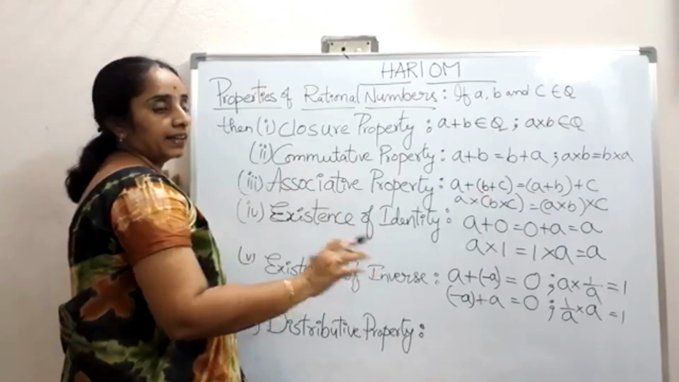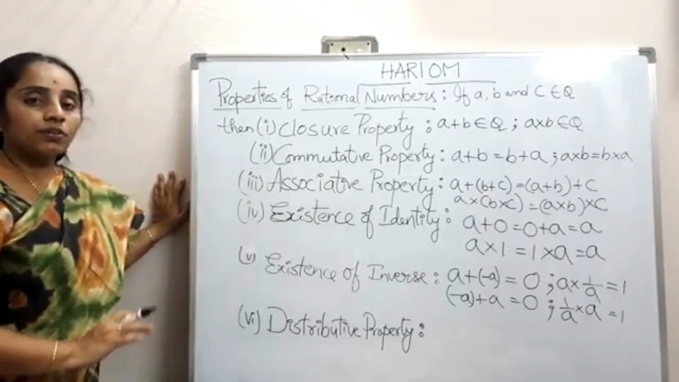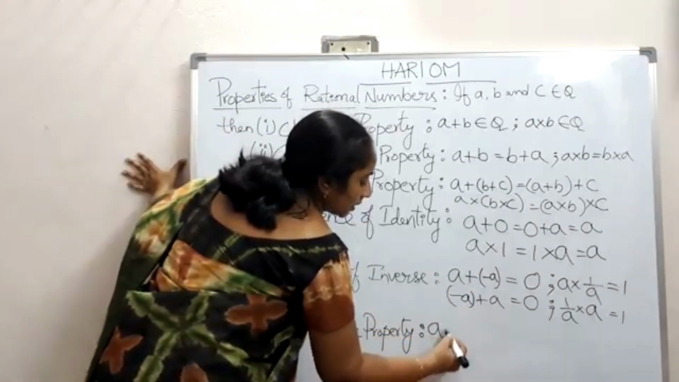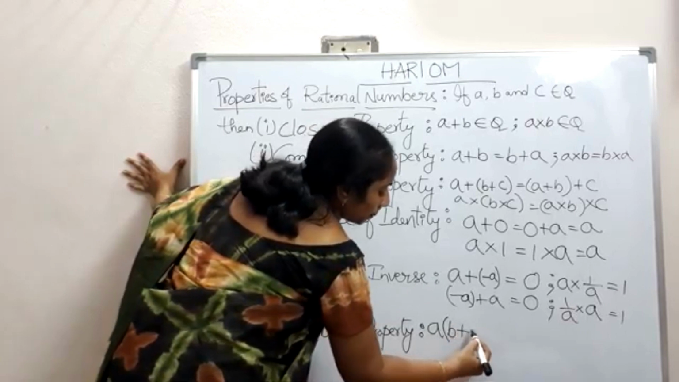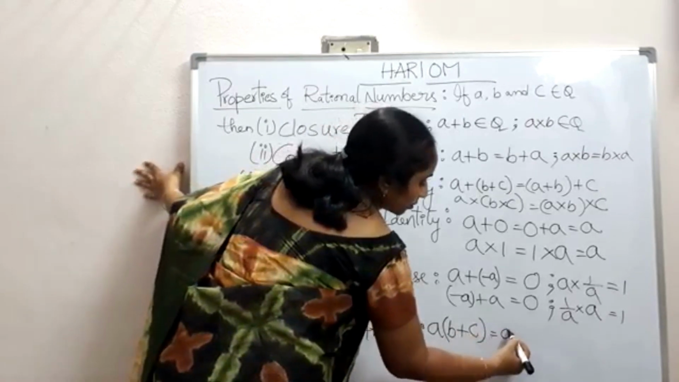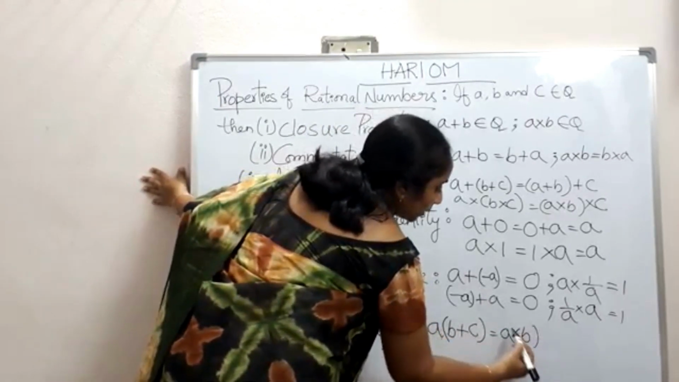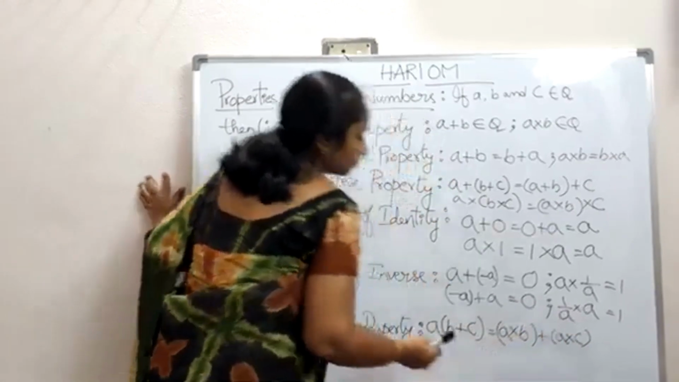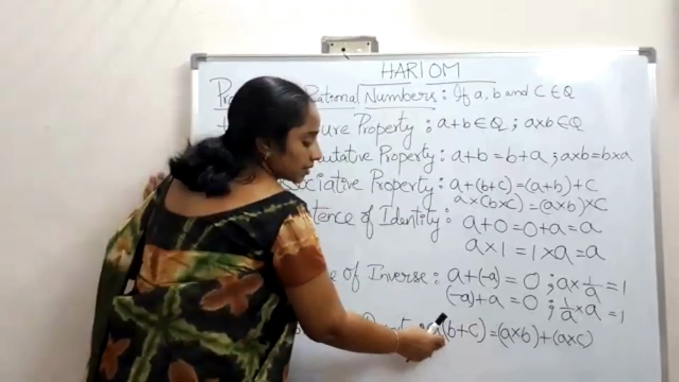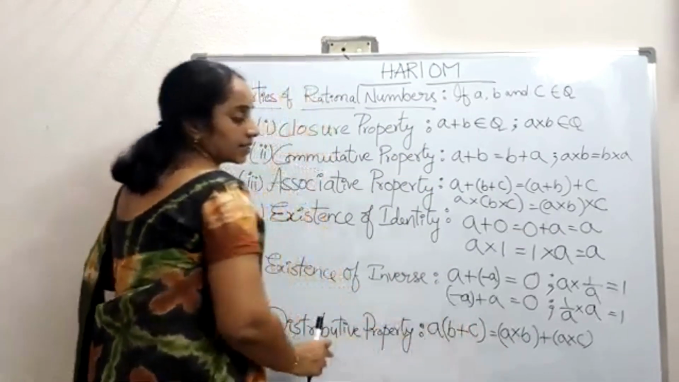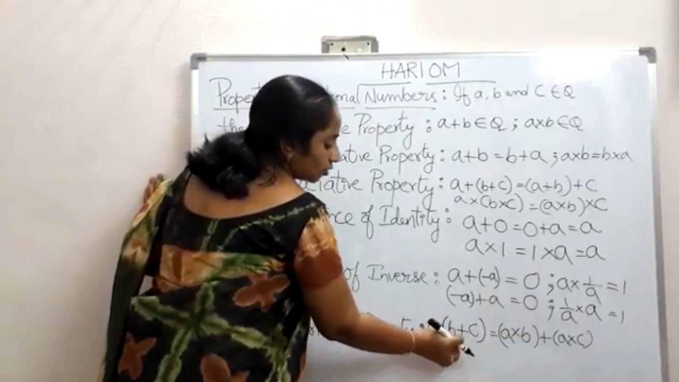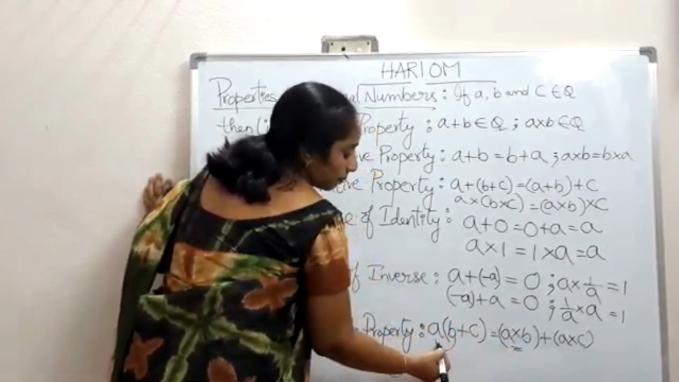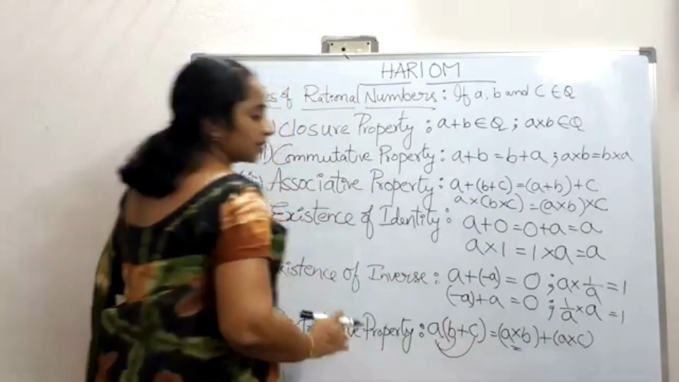Next one is the distributive property. In this distributive property, a into (b plus c) is equal to a into b plus a into c. Here multiplication is distributed over addition, that is, a into (b plus c) is a into b plus a into c.